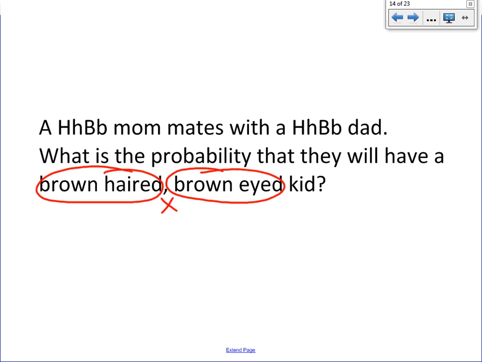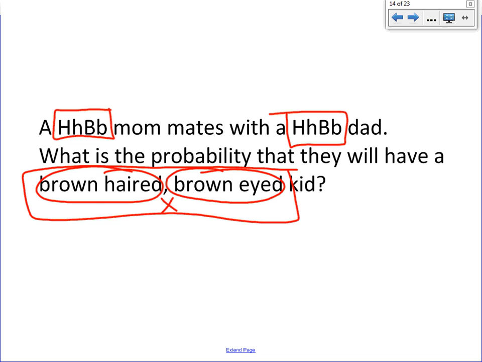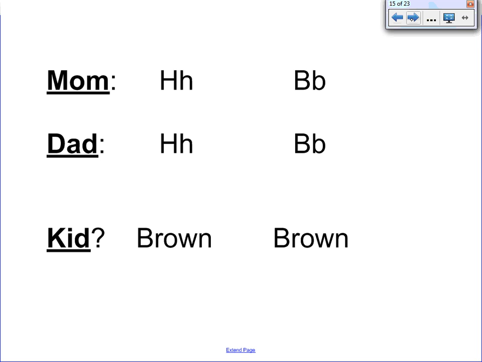Now, the easiest way that I like to organize this for myself is to break them apart. So we'll take this from mom, this from dad, and this is what we're looking for in the kid, and lay it out in a format that looks like this. Mom was big H, big B, little b. Dad was big H, big B, little b. And the kid we're looking for has brown hair and brown eyes. The reason I lay it out like this is because you want to think about these going vertically first before you multiply them together.